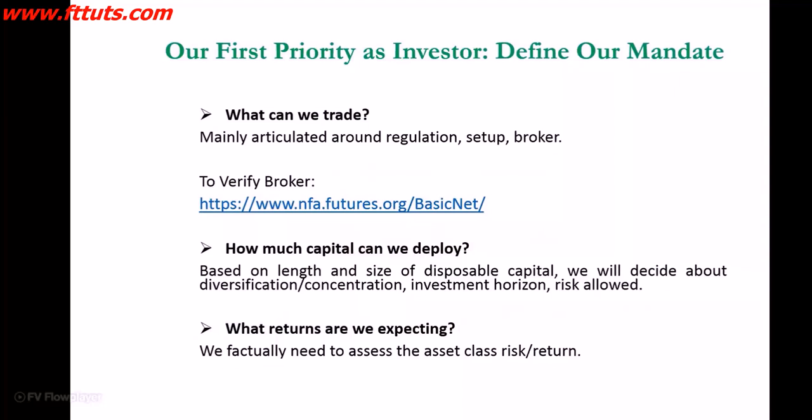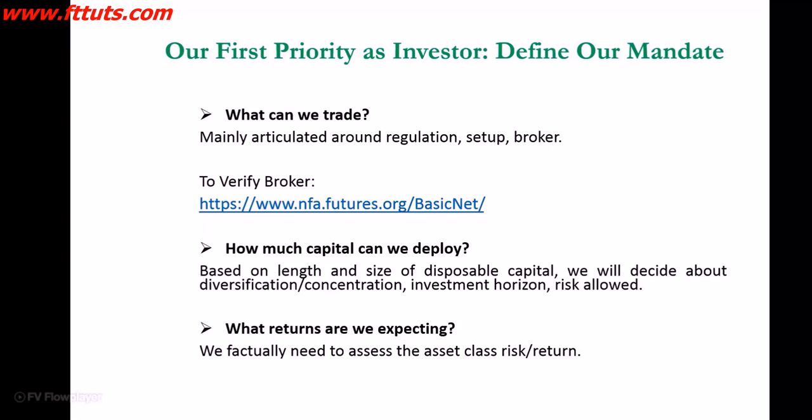So a first priority as an investor is to define our mandate. The question we have to answer first is, what can we trade? And here, as we will see in the next slide, it's mainly articulated around regulation, setup, and broker. To verify first if your broker is good, you can use this NFA website and look at the validity of your broker. For the broker, choose a strong broker. Look at their risk management and their capital structure, and it's very important to check your broker's regulatory status.